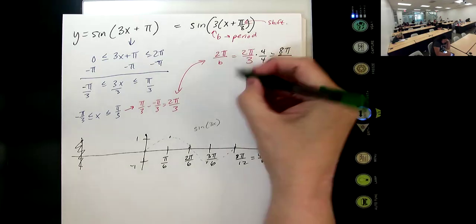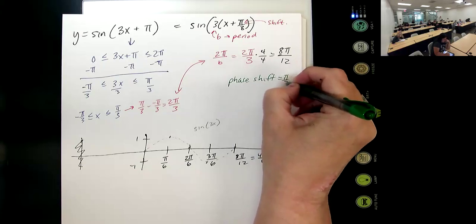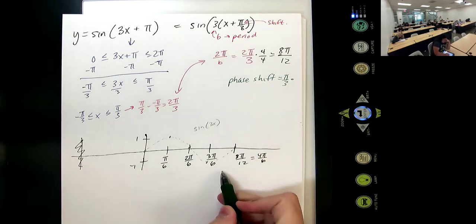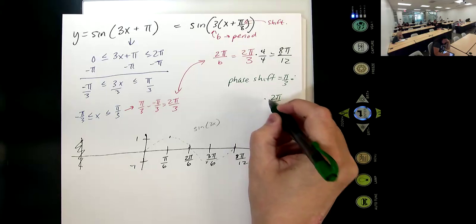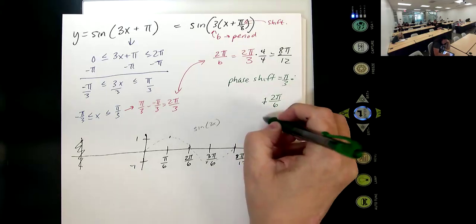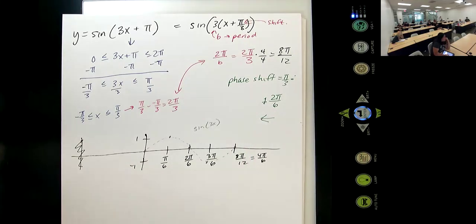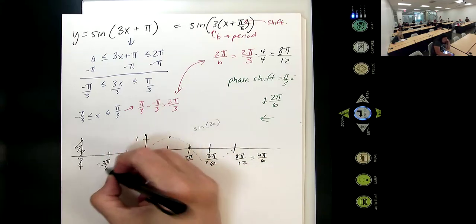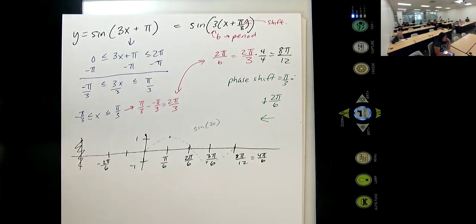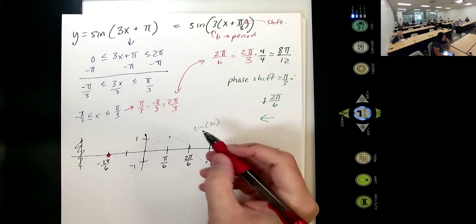The phase shift is pi over 3. And if I get a denominator with 6, that's 2 pi over 6. And it says positive, which means it actually goes the other way. It shifts left. So I'm going to go left 2 pi over 6, negative 2 pi over 6. And I'm going to take all my points and move them left that many increments.